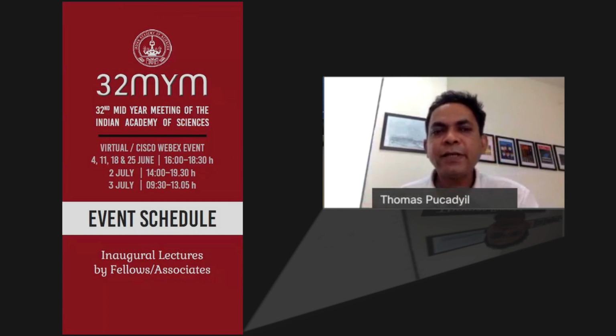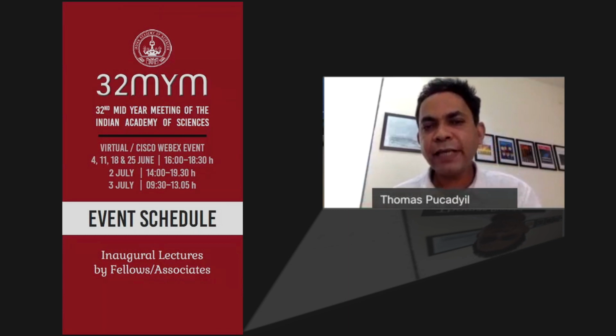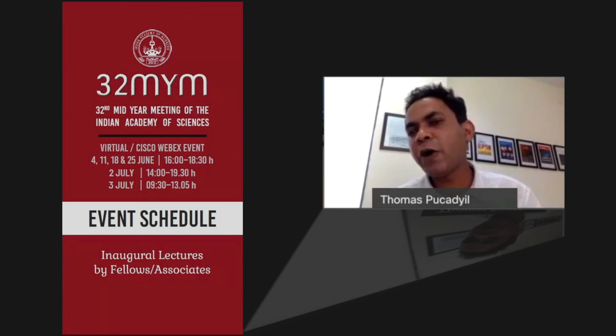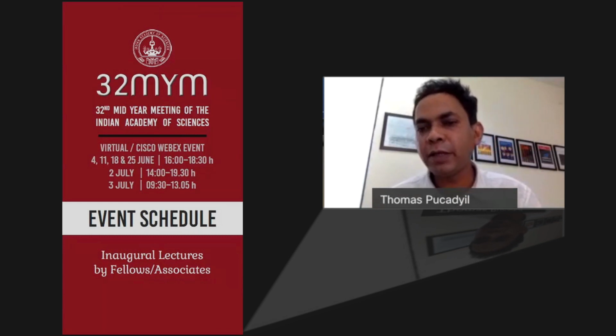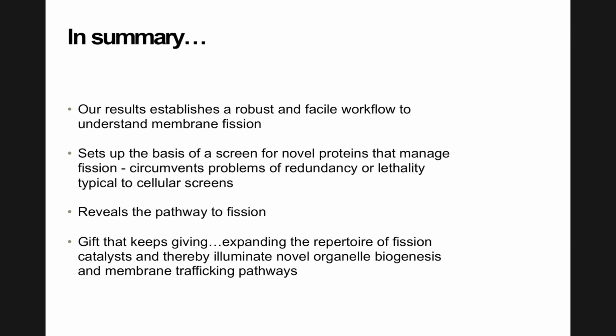As far as the assay is concerned, and focusing on membrane fission as a phenomenon, these templates establish a very robust and facile workflow to understand the process. It obviously sets up the basis for a screen to understand how many proteins in a typical organismal context can manage membrane fission. A finer, more sophisticated analysis allows you to understand the pathway to fission. For instance, in the case of dynamins, we know they work by constricting the membrane tube. But we've been discovering other molecules that sever membranes by a completely different mechanism altogether.